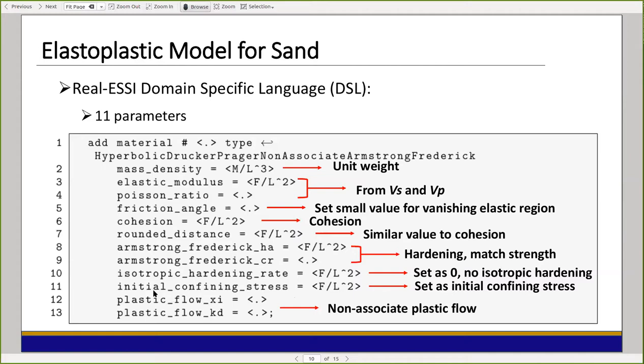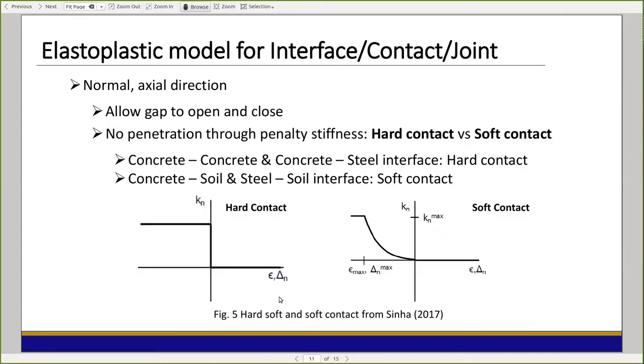And also because for the drug product material it's pressure dependent, you can also set up initial confining stress for this material. And also eventually you also need to calibrate this non-associated plastic flow parameters, plastic flow C and plastic flow KD. And with that we can move on to the elastoplastic model for the interface or contact or joint.